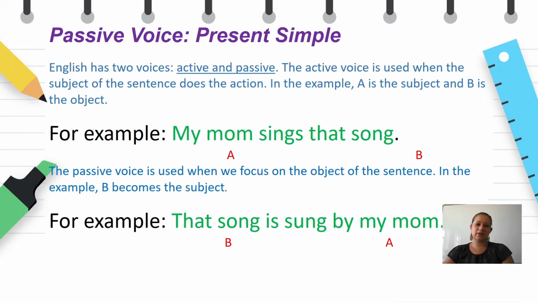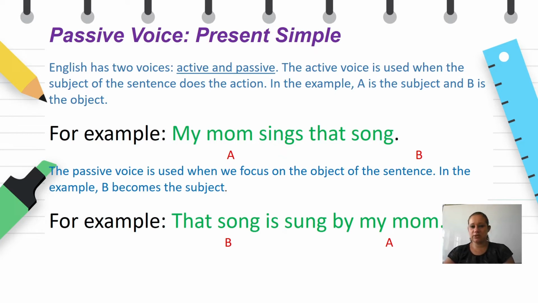So today we're going to talk about passive voice. To be more precise, we're going to talk about present passive, or passive voice from the present simple tense. So at the very beginning, we need to distinguish that English has two voices, that is active and passive.